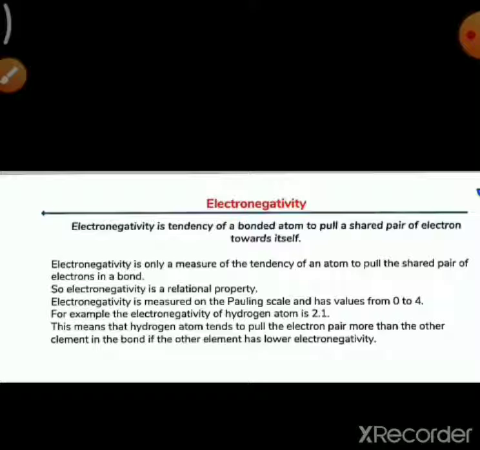Electronegativity is the tendency of a bonded atom to pull a shared pair of electrons towards itself. Okay, so what does that mean? Suppose A and B, these two atoms are bonded by one bond. Okay, this is your bond. So in one bond, how many electrons will be there? Remember, there will be 2 electrons. Okay, so those 2 electrons are shared between them.